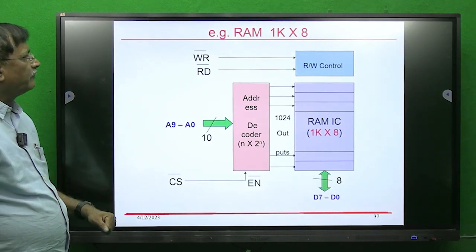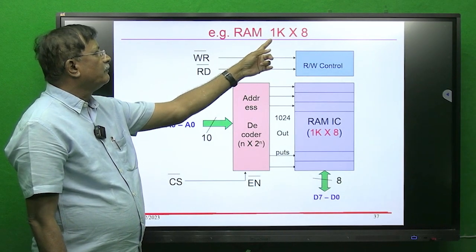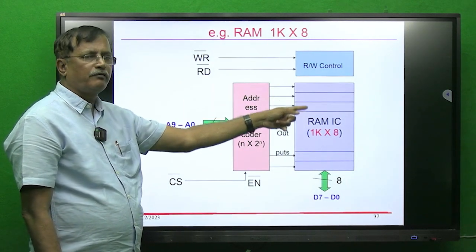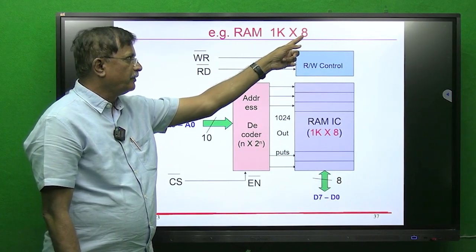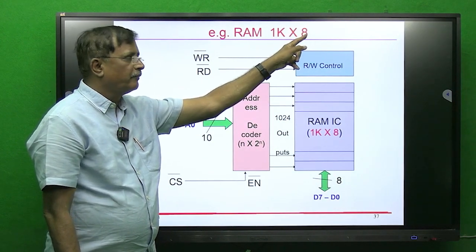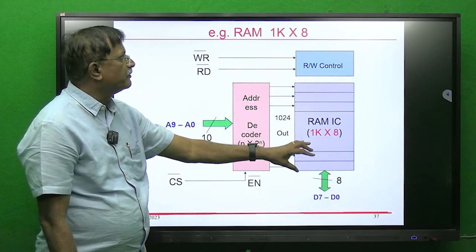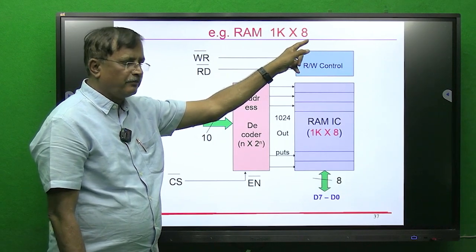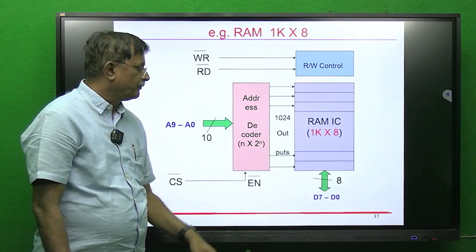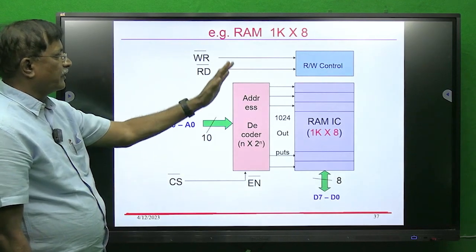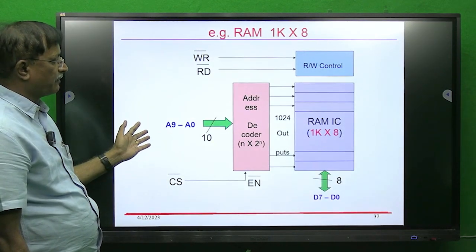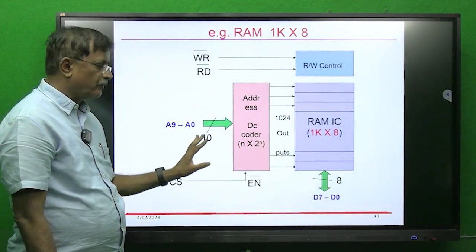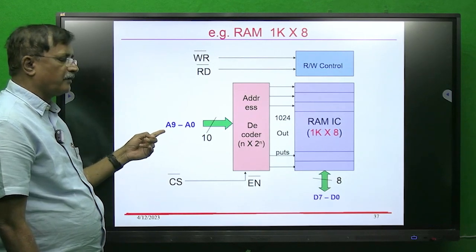Now you can take an example of a RAM IC with 1K memory locations. 1K memory locations means 1024 memory locations, and each location will store 8-bit data. So the capacity of this memory IC will be 1 kilobyte. Now what will be the structure of this IC, how many address lines will be there, how many data pins will be there? The structure is as it is, only the difference will be in the address lines.